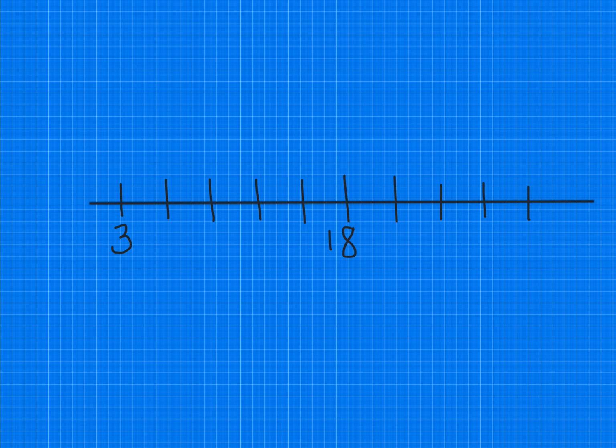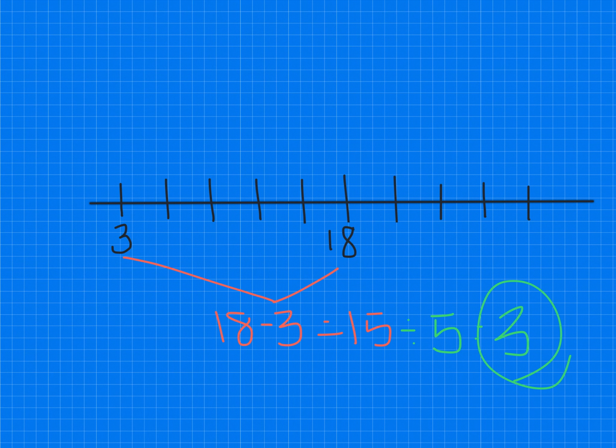So the first thing that you should do is figure out how much space is between 3 and 18. So 18 minus 3 is 15. The next step I would do is count the spaces between 3 and 18. Not the lines, but the spaces. So this is a space, 2, 3, 4, 5. So there are 5 spaces. So I'm going to divide 15 by 5 to get 3. 3 is the number that we're counting by.